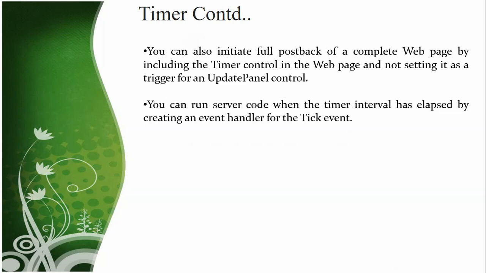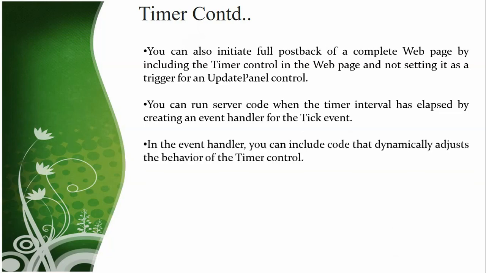So you can run the server code when the timer interval elapses, and you can create an event handler for that, the keyword there, tick. Timer ticks. So every time the timer ticks, that's what we are going to write. Every time the timer ticks, what should happen? And what is the timer's interval? You should give it in milliseconds. After what interval should I trigger my update? That should be given to you by the timer control. I'll show that shortly.